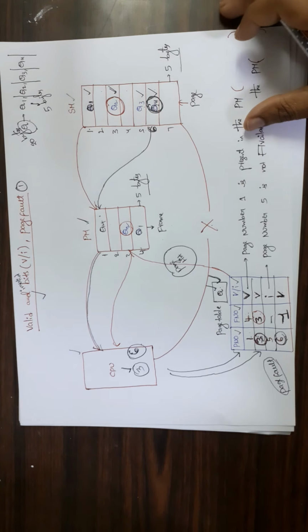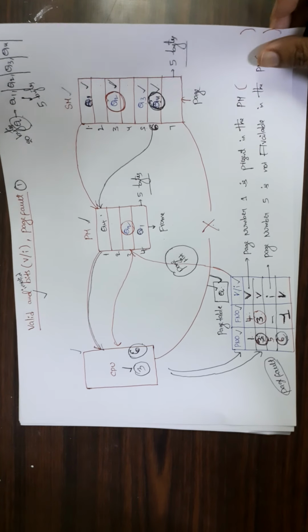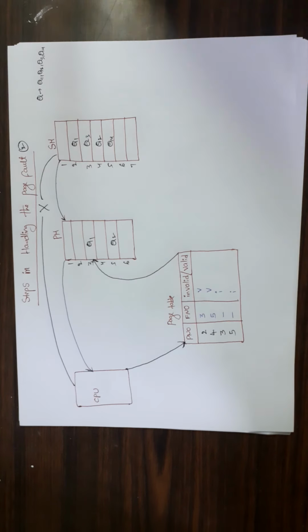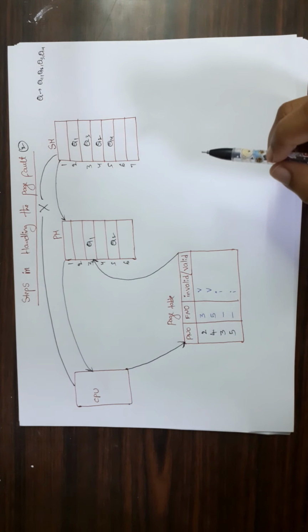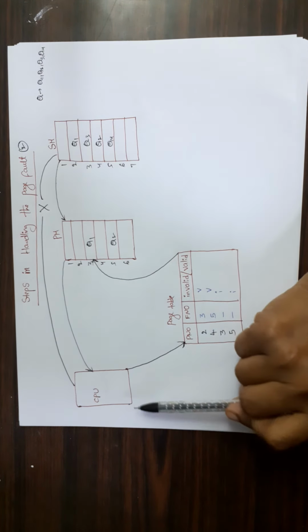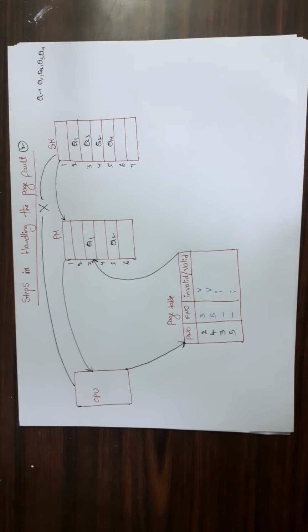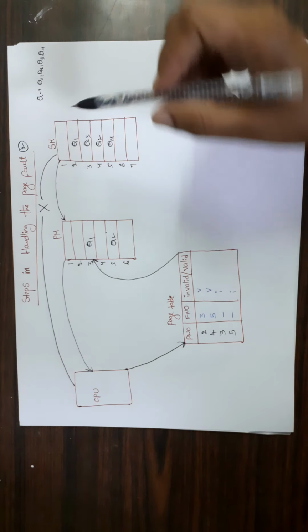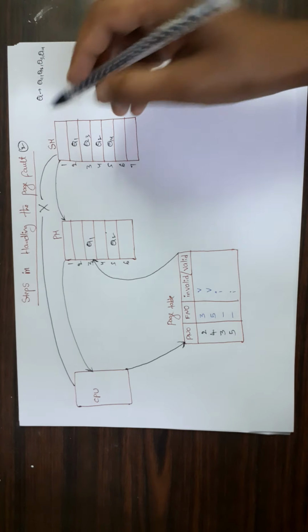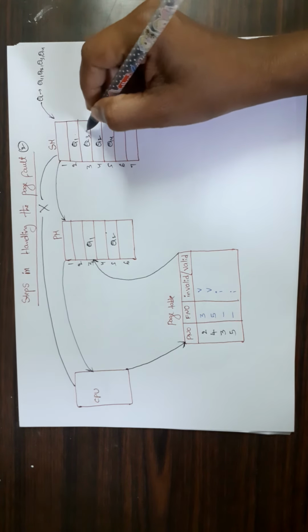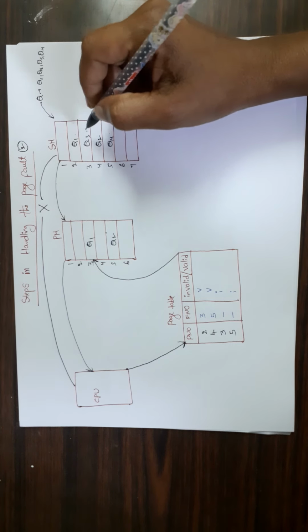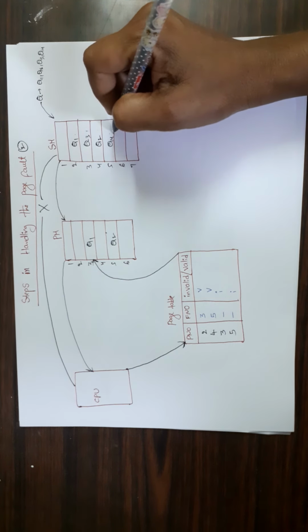So that is about valid and invalid bits and page fault. Now we will see some steps in handling the page fault. So what are the steps, you know, right? So here is the CPU. Now this is the primary memory and secondary memory. In secondary memory I have stored the process Q: Q1, Q2, Q3, Q4. That means process Q is stored in the secondary memory.